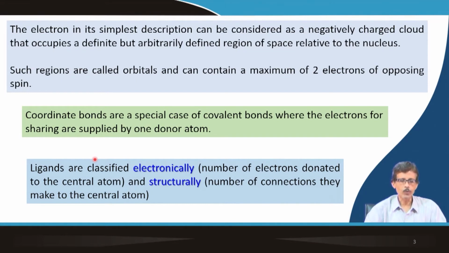Electronically, how we can classify them depends on the number of electrons to be donated to the central metal ion center. So, if you bring 6 water molecules around that particular Fe3+ ion, each and every water molecule can donate a pair of electrons to your iron center. Then structurally, that means how many connections you will be able to make, when only the water molecules are available surrounding your iron center.